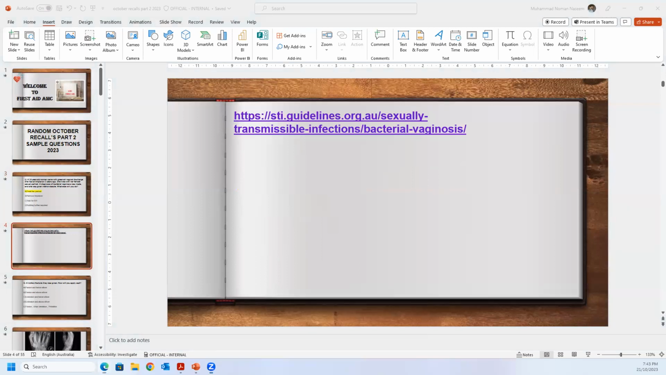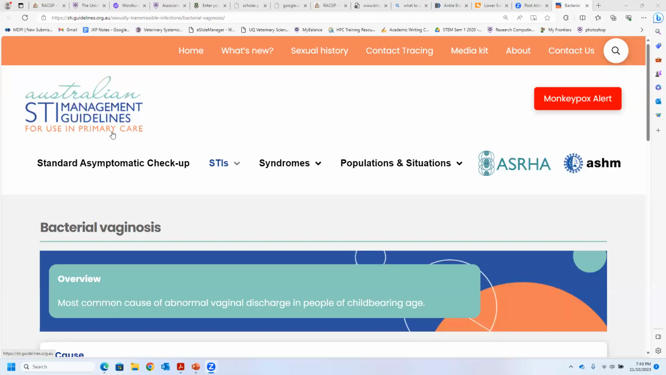Now, let me share the screen with you guys. This is the Australian Sexually Transmitted Infection Management Guidelines. If the partner is male, we don't need to treat both of them. But if the partner is female, and every person in the relationship is female, we need to treat both of them.